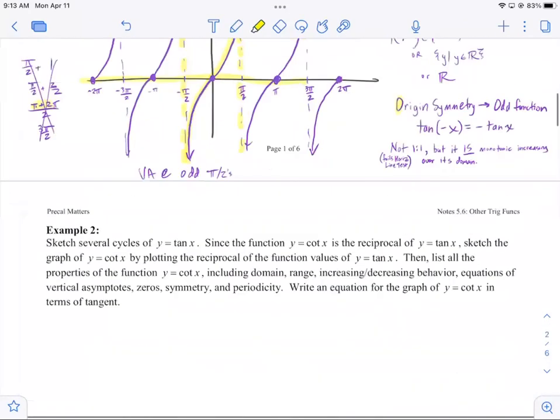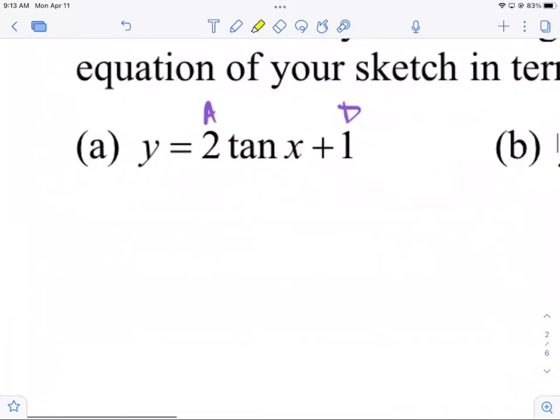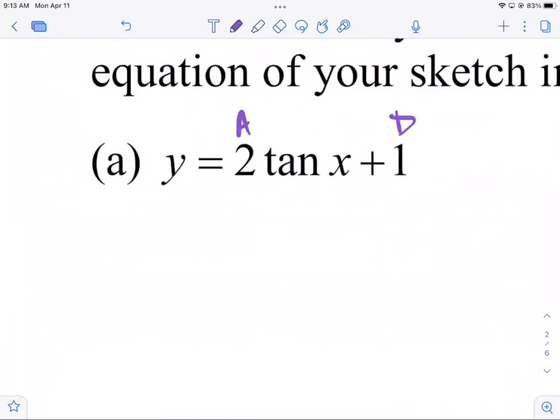And since we didn't shift it and we don't have a b value, the period should still be what? Pi, right? So we still count by what? Pi halves. Good. For tangent, the period is pi, and we count by pi halves.